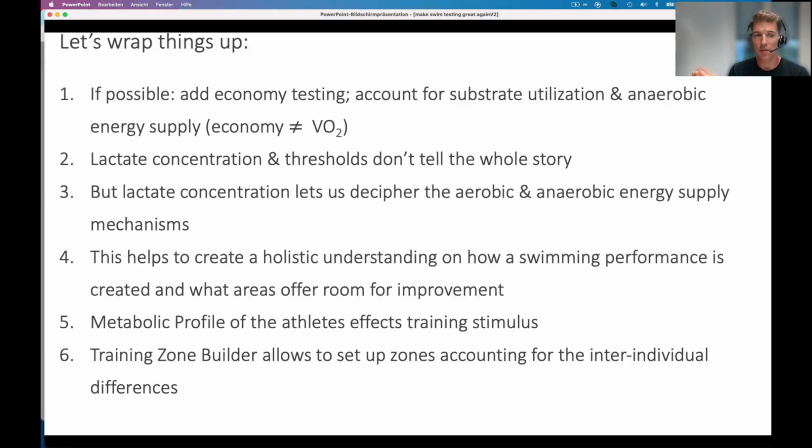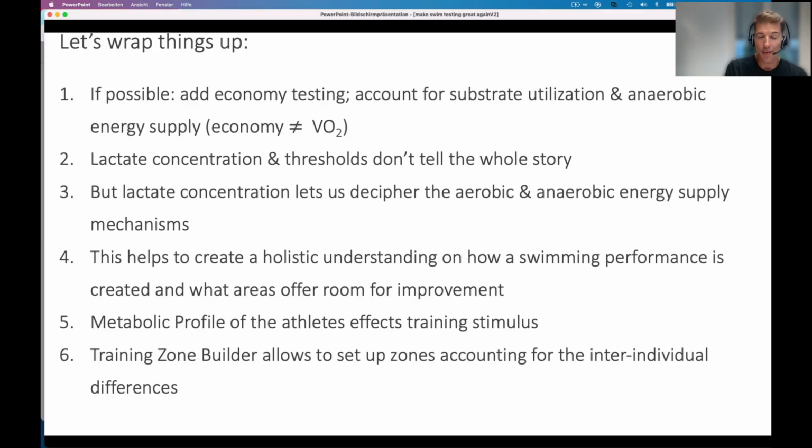Lactate concentrations and thresholds don't tell you the whole story. Like we've seen, you can have the same threshold with totally different aerobic and anaerobic power. But the lactate concentration lets us decipher the aerobic and anaerobic energy supply mechanisms, and therefore opens up this whole universe of understanding VO₂max, VLamax, lactate combustion rates, and so on and so forth. So with that, you get this holistic view, and I just showed a few things. I didn't show glycogen availability and all that other stuff, really to focus on something. You get a very holistic, very wealthy data overview of the metabolic capacities of the athlete.